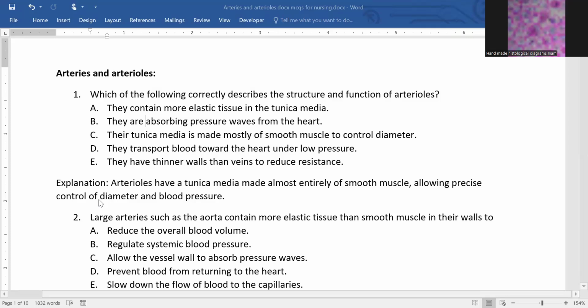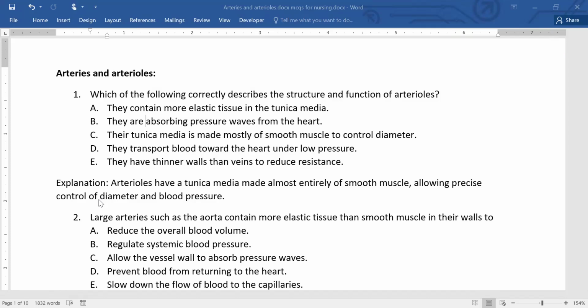So today we are starting a series of videos regarding the MCQs of the various chapters of the Ross and Wilson for nursing students. Today we will start from the cardiovascular system, and some topics will be discussed in this video.